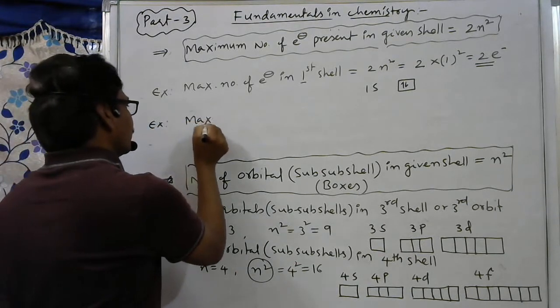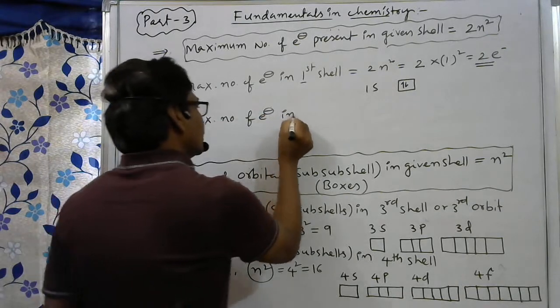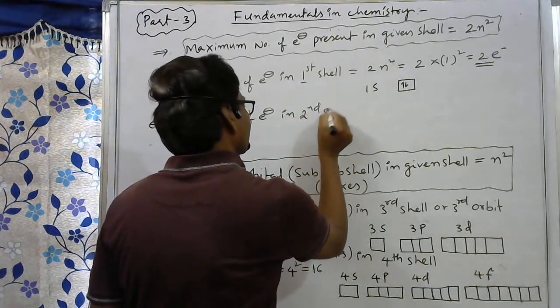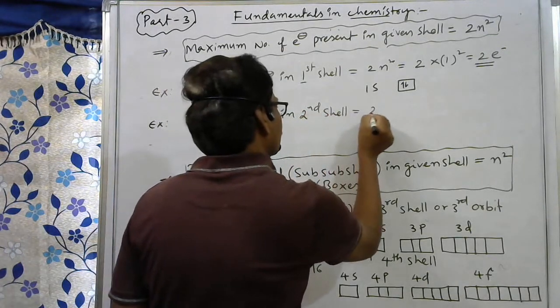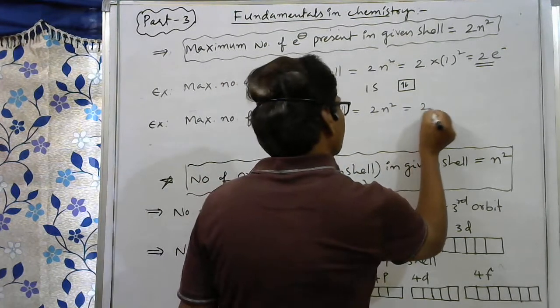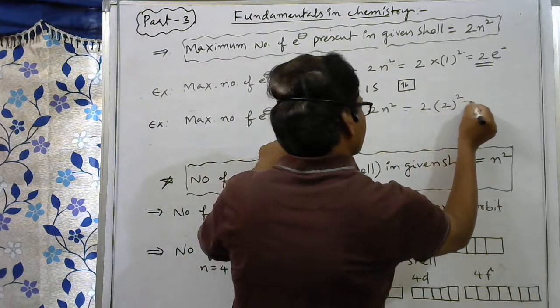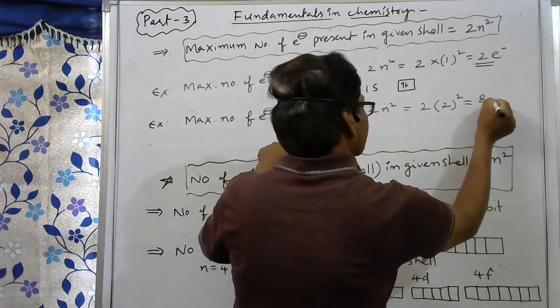Similarly, one more example. Maximum number of electrons in the second shell equals, here also 2n square. Here 2 into, what is the shell number? 2. So 2 square. How much is it? 2 into 4. This is 8.